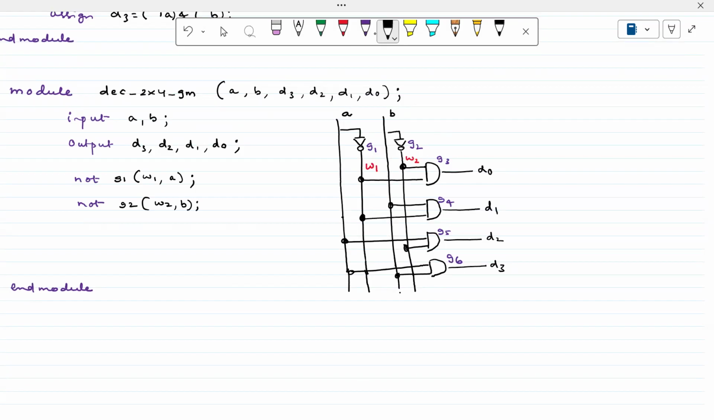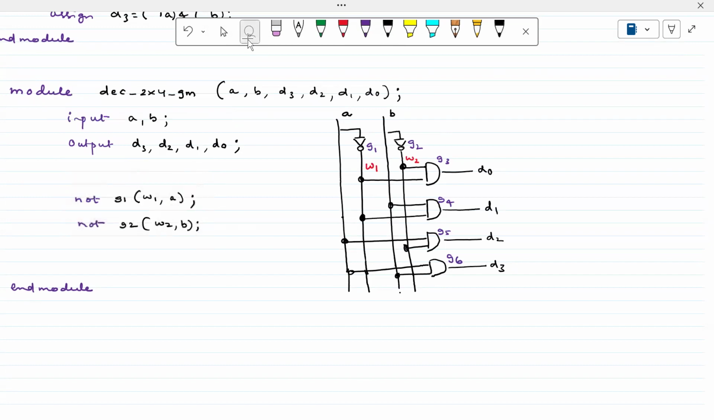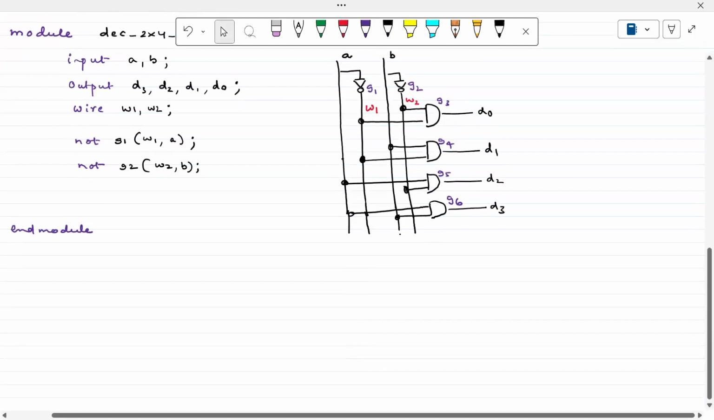Since we are using these particular variables, W1, W2, we have to declare them as wires, right? So let us write the declarations here somewhere. Let me take this a little bit down, and then write wire W1, comma, W2. W1, comma, W2 are the wires. Next.